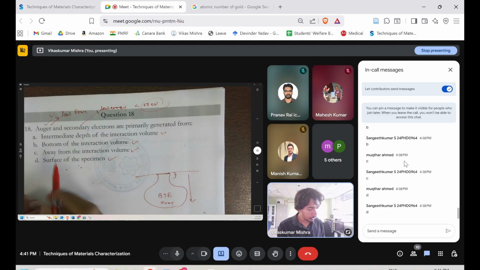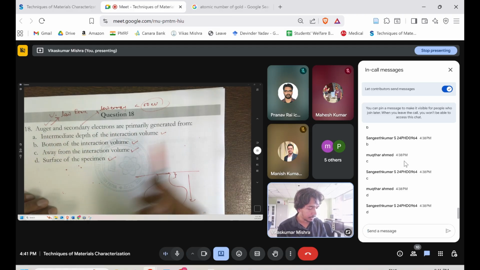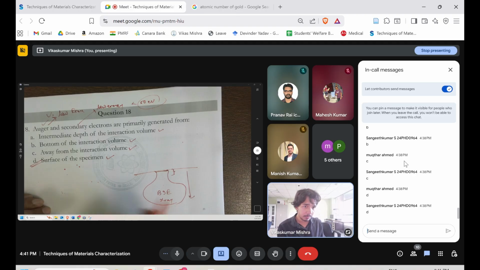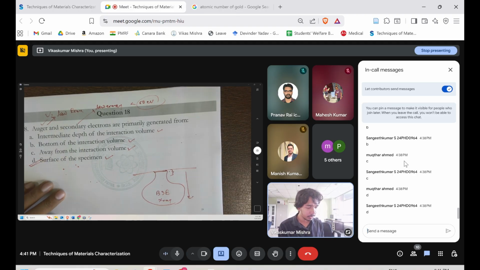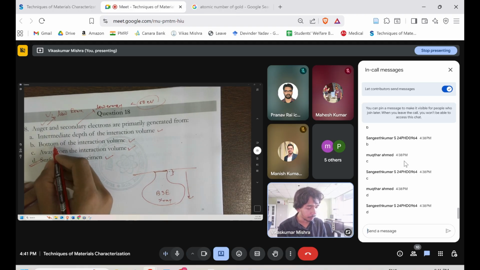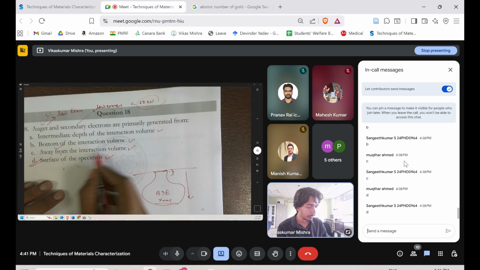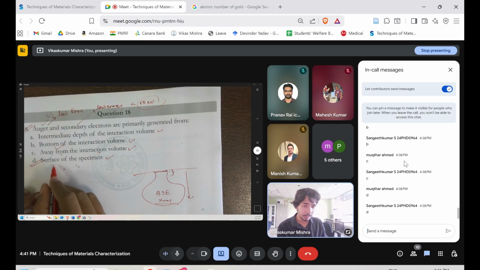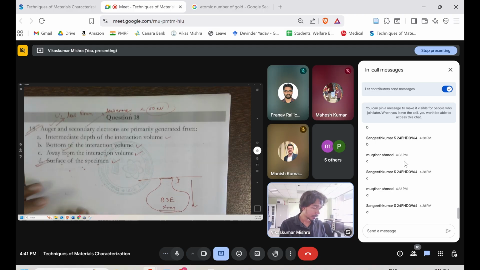So the Auger and secondary electrons are primarily generated from the surface of the specimen, near the surface. It's not from the depth, it's not from the bottom, it's not from far away. It will be near the surface. Okay, so question number 18 is done.